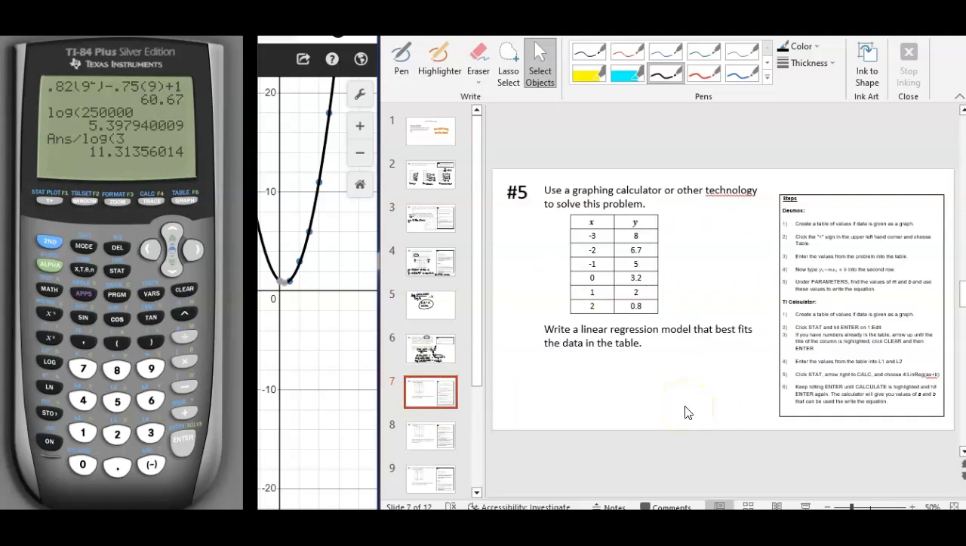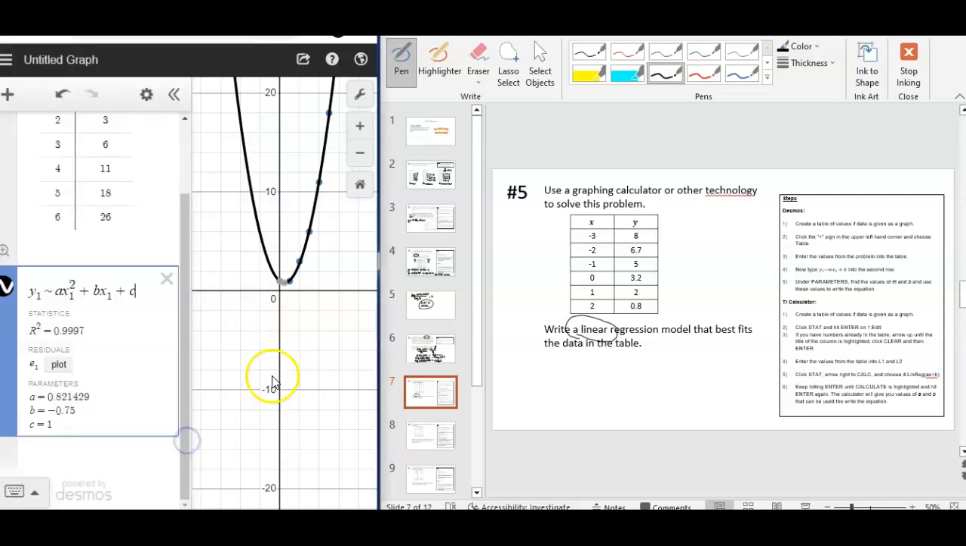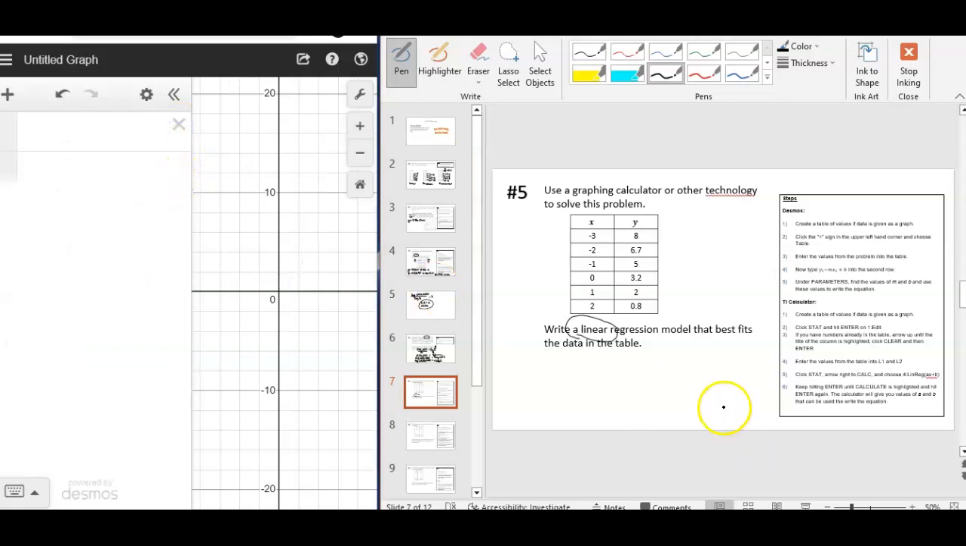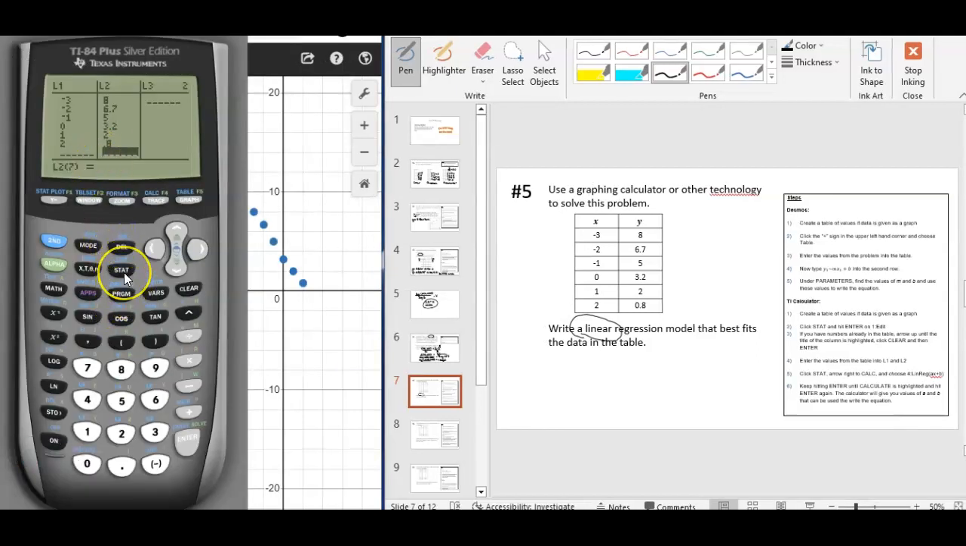Okay, so now let's use a graphing calculator to solve this problem. It wants us to write a linear regression model. So you see in these regression questions, it's really important to pay attention to what kind of model that they're asking for. So remember to clear everything you have already in your calculator. It doesn't matter if you're using Desmos or your calculator, just clear everything out and go ahead and enter this table into your calculator. So now that you have these values entered, if you're on your calculator, you're going to click Stat, arrow to calculate, choose option 4, which is linear regression, hit enter, keep hitting enter until calculate is highlighted, and then it gives you the values we need to write the equation.